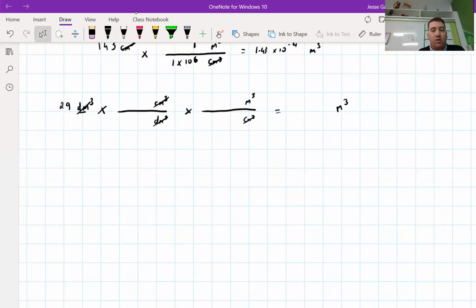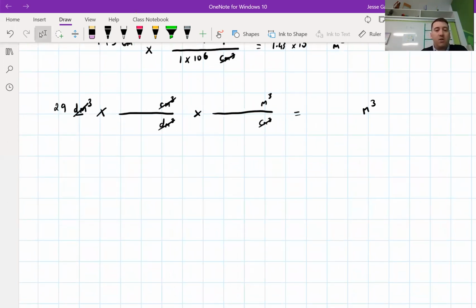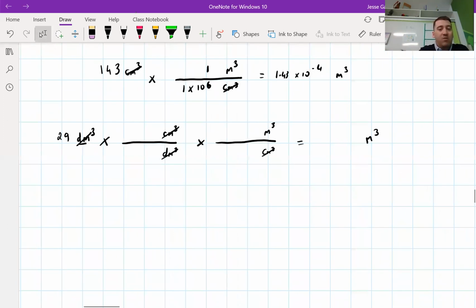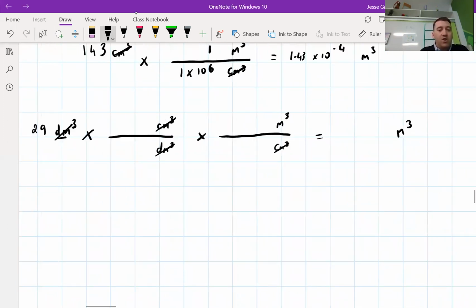Now note how I never write units first. That's really important. And if you learn to do that, your maths is going to get so much better, and it's very hard to ever get one of these wrong. All right, so let's look at the relationship. How many centimeters cubed are there in a decimeter cubed? Well, we learned earlier that there are 1,000 centimeters cubed in a decimeter cubed. And then for every 1 meter cubed, there are 1 times 10 to the 6 centimeters cubed.